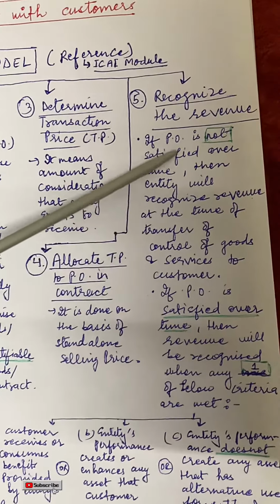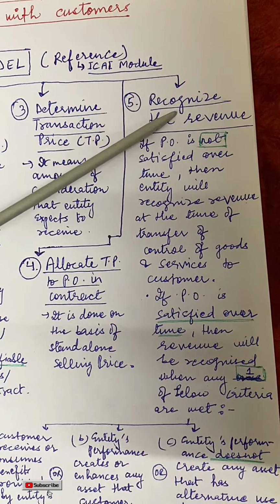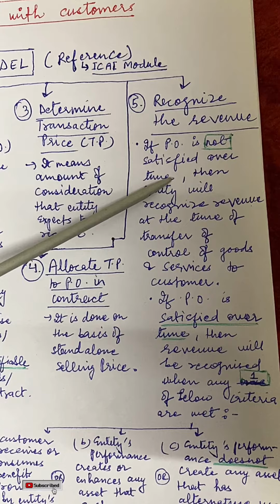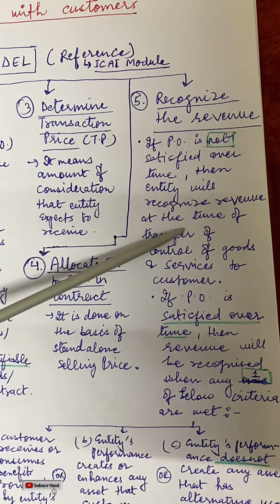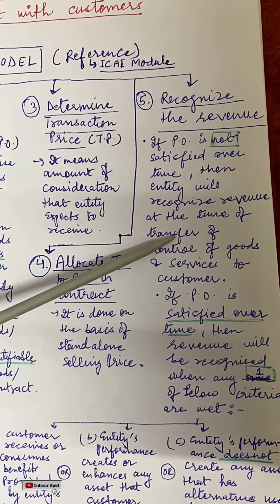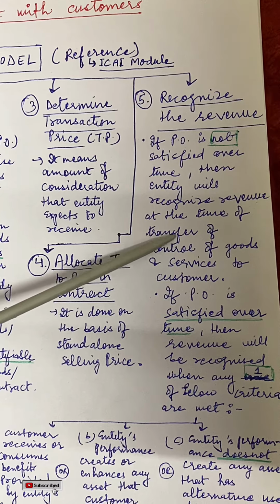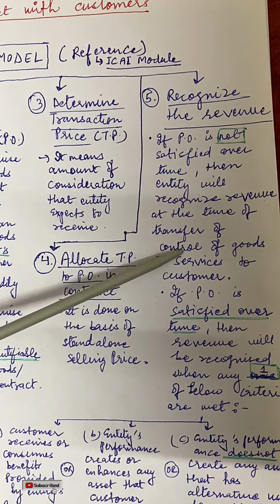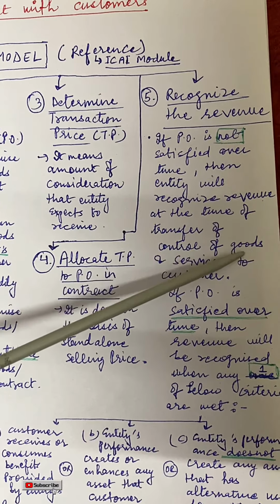Now we have to recognize the revenue, which will depend on whether the performance obligation is satisfied over the period of time or not. If it is not satisfied over the period of time, then revenue will be recognized at the time of transfer of control of goods and services to the customer. There should be a transfer of control of goods and services. Now, what if the performance obligation is satisfied over the period of time?